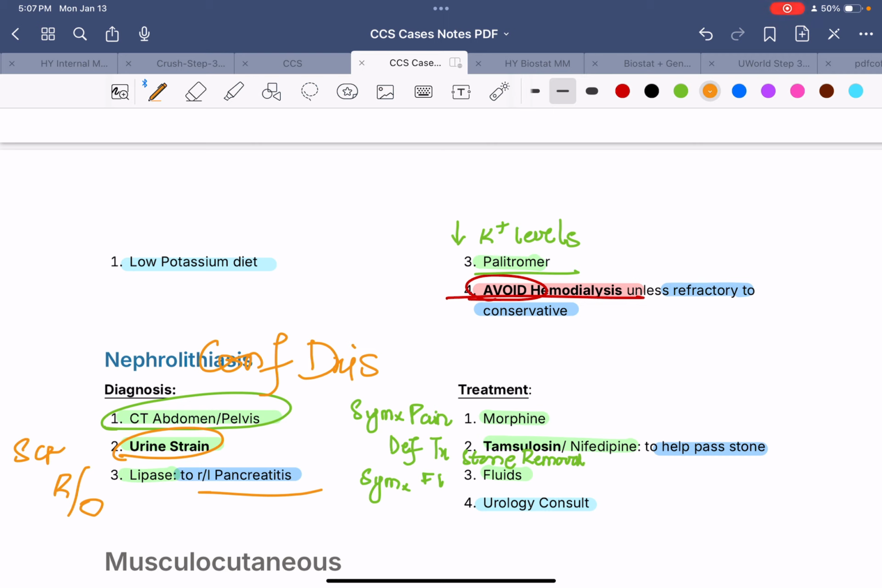And then in the treatment, of course, the patient is in severe pain, therefore the first thing is to relieve the pain with morphine. And then we are going to give IV fluids because the patient might be dehydrated, unable to intake anything, and might be vomiting as well, so you can give ondansetron and make him NPO. And then the specific or definitive treatment is to help pass the stones with tamsulosin or nifedipine, and then you're also going to do a urology consult.